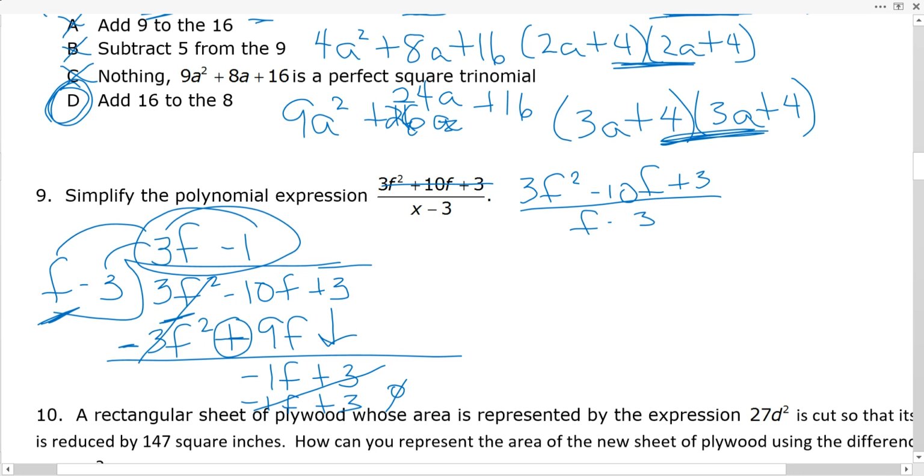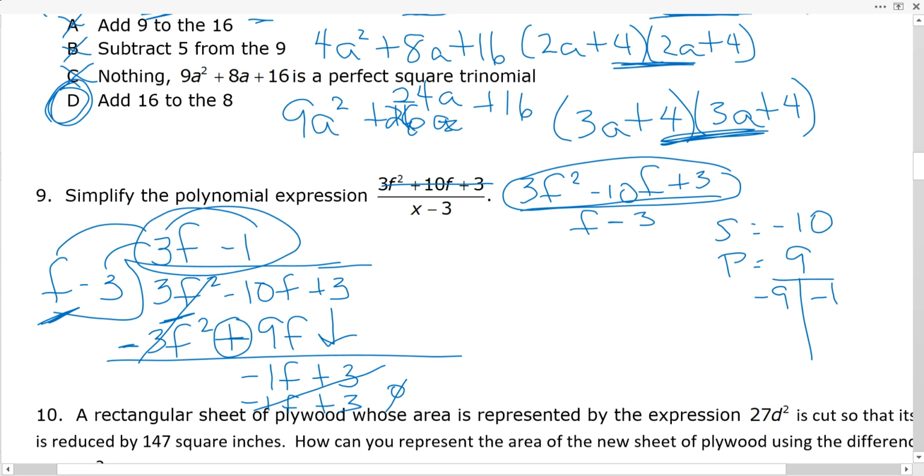If you don't like to do that this way, and because there is no remainder, I should be able to take this and factor it and get f minus 3 as one of my factors and 3f minus 1 for my other one. So my sum is negative 10. My product is 9. Since it's positive, I could do negative 1 times negative 9, which would give me positive 9. And negative 9 plus negative 1 gives me negative 10.